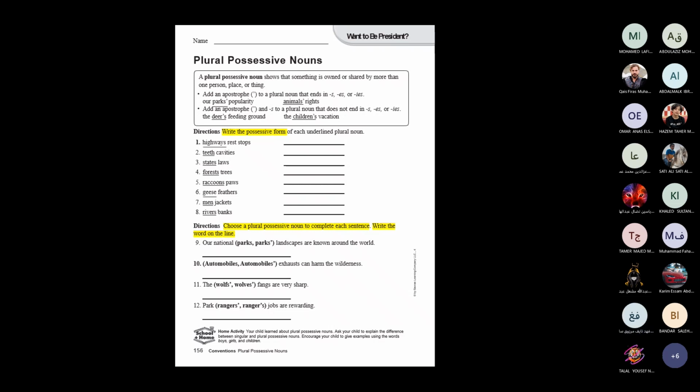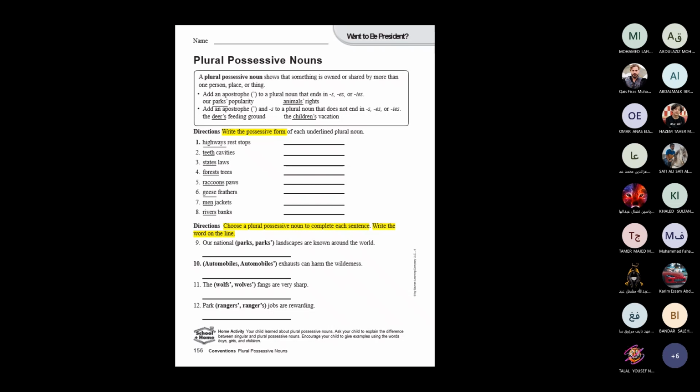Muhammad Nifa'i. Okay, excellent, Muhammad. Excellent. Hazim Tahir. Okay, excellent, Hazim. Hazim Tahir. Okay, Hazim, page 173, number 12. Page 173, number 12. Okay, number 12, fix it, Hazim.